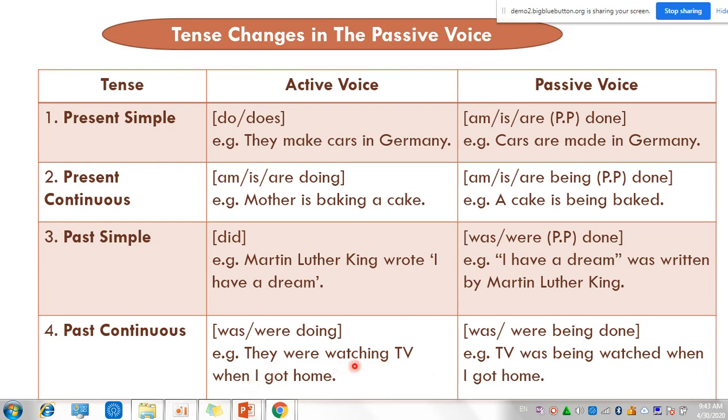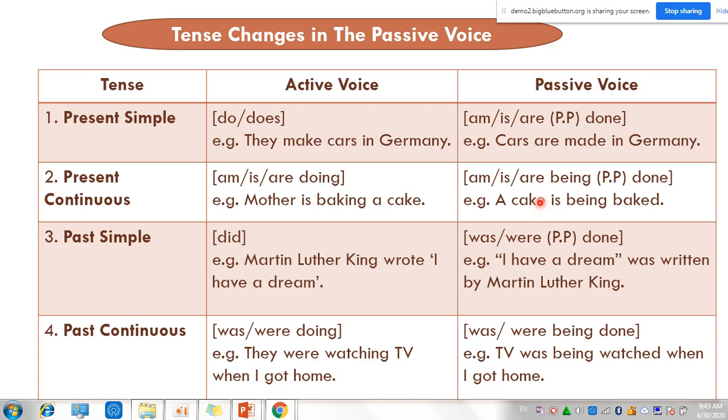They were watching, this is the continuous action. It was cut by a short action, which is me getting home. They were watching TV. They, the subject, the doer, were watching, the action. TV, this is the object or the recipient. To change it into the passive, look at this change that happened to the verb. TV was being watched. Was being watched.